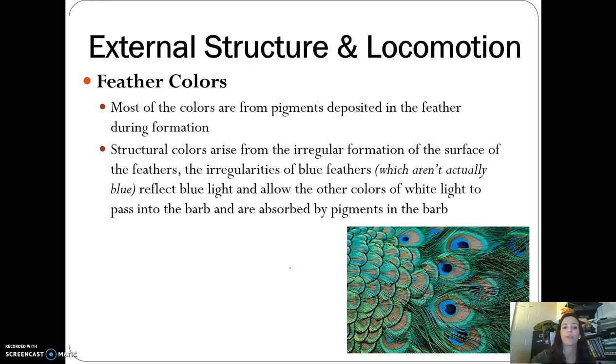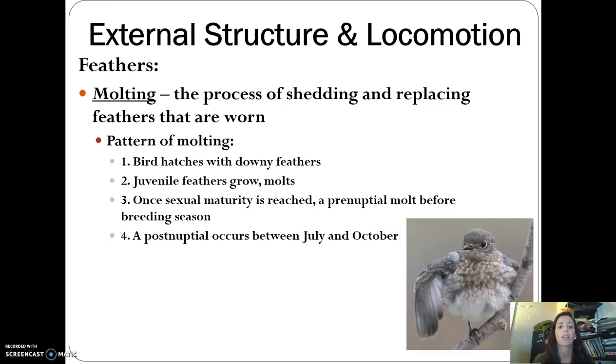And this is actually an irregularity, which is causing that blue light to be reflected and the other colors of white light to go into the barb. So obviously with feathers and the maintenance comes molting. In reptiles, we use a term called ecdysis, but in birds, we use the term molting. And this is just the process of simply shedding and replacing feathers that are worn.